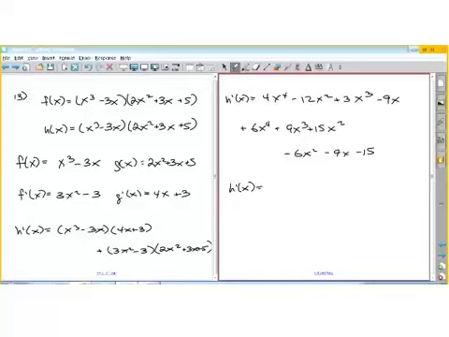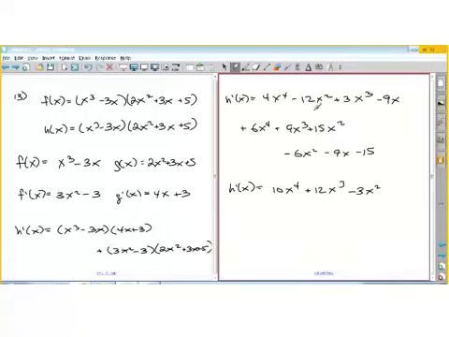So we've got 4 and 6. So we have 10x to the 4th. For x cubed, we have 3 and 9 plus 12x cubed. 3 and 9 is 12. Negative 12 plus 15 minus 6. So that's negative 3. So we get negative 3x squared.